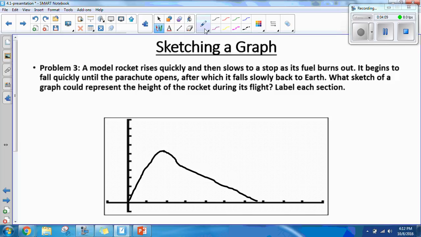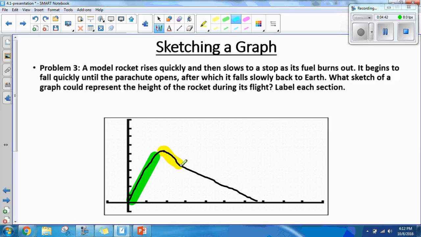So the beginning part of this graph represents that the rocket is gaining a lot of height in the beginning because it's rising quickly. So that's the incline. Here at this top part of the graph, we notice that it stops. That's when the fuel burns out. So now it starts to fall down. So the height is dropping significantly. Notice that the decline is also very steep.